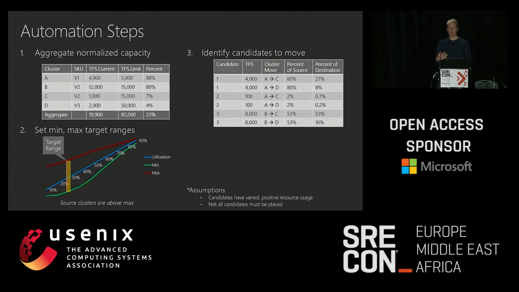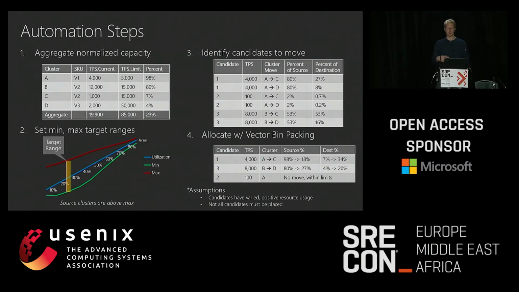So for each source, we identify the candidates to move and calculate the change in capacity if this was removed from the source and added to the destination. Last, we allocate candidates using vector bin packing, adjusting the simulated capacity with each successful placement. So in this example, we actually don't move candidate 2 because candidate 1 and candidate 3 were sufficient to bring all clusters within our target range.